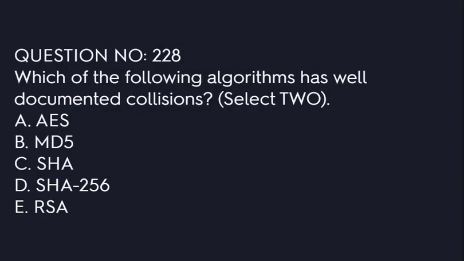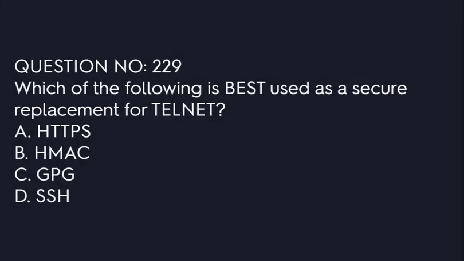Question 228. Which of the following algorithms has well-documented collisions? A. AES, B. MD5, C. SHA-256, D. RSA. B. Question 229. Which of the following is best used as a secure replacement for Telnet? A. HTTPS, B. HMAC, C. GPG, D. SSH. D.